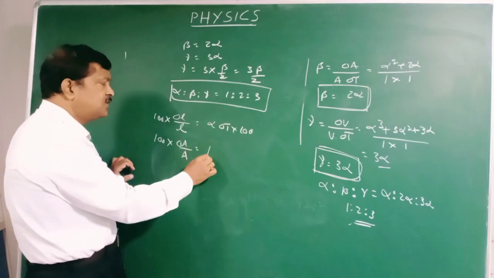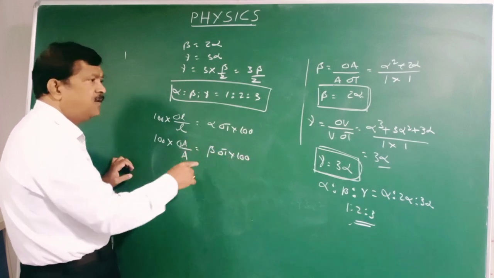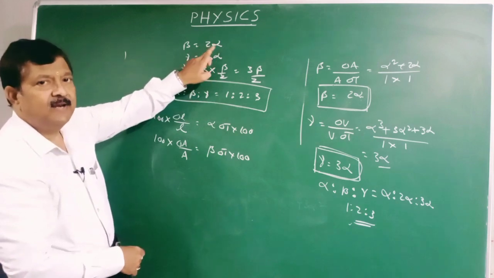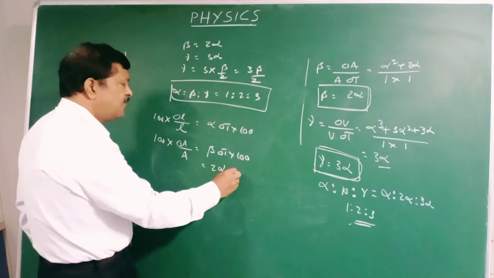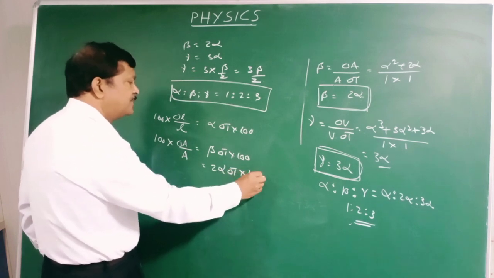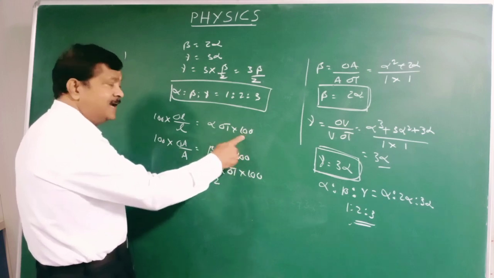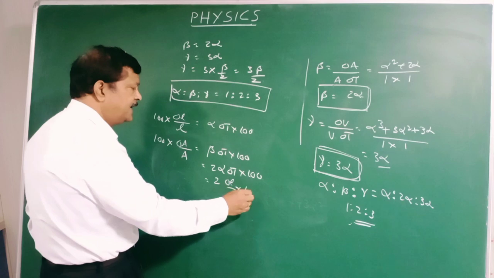But practically we have shown that it is beta delta T into 100. Now we have shown that beta is equal to 2 alpha. Therefore, let us use that value. It is 2 alpha delta T into 100. That is nothing but 2 of, what is alpha delta T into 100? It is the percentage change in the length, so delta L by L into 100.